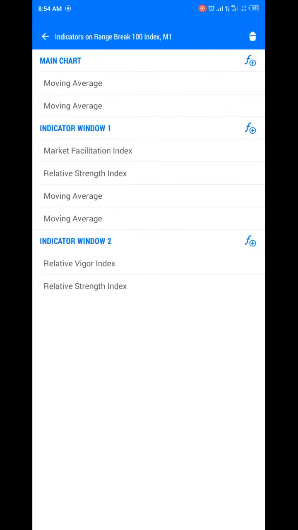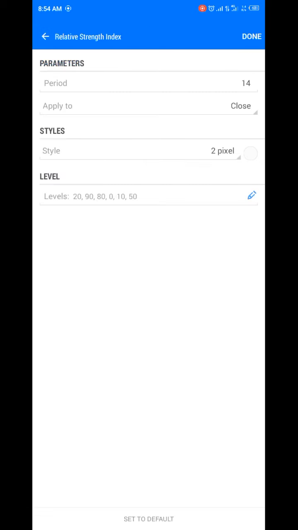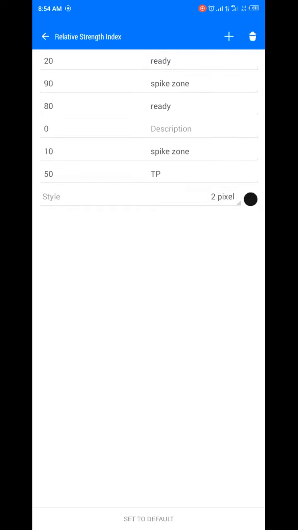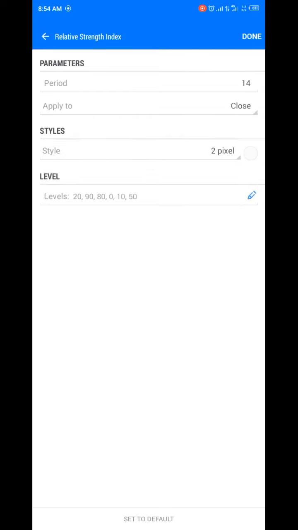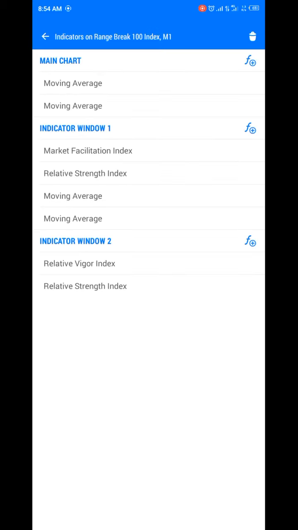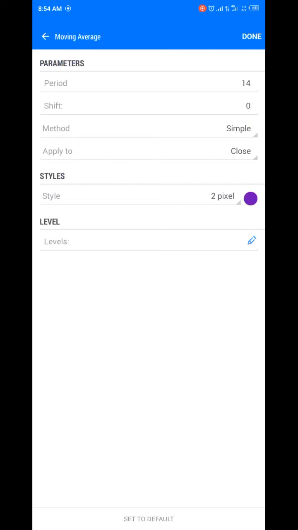On your indicator window 1 as well, relative strength index, period 14, apply to close, 2 pixel, and the levels 20, 90, 80, 0, 10, and 50. The 20 is the ready spike zone, 90 is spike zone, 80 ready, 0 no description, 10 spike zone, 50 TP, 2 pixel black. Then your third indicator, window 1 again, the moving average 14, shift 0, method simple, apply to close, 2 pixel, whatever color you like. Another moving average, 18, shift 0, method simple, apply to close, 2 pixel, whatever color you desire as well.